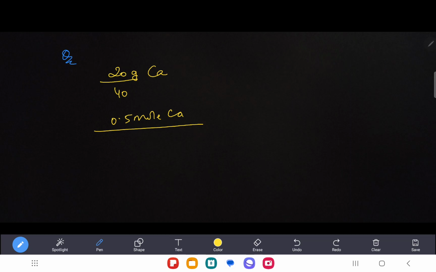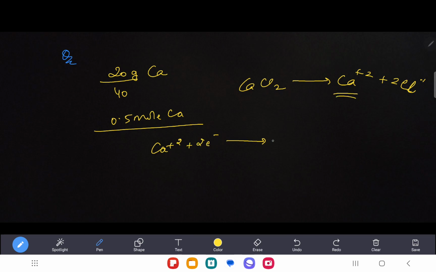Whatever the mass is, convert it into moles, so given mass by molar mass. Basically you know that when CaCl2 breaks, it is going to give me Ca plus 2 and 2 Cl negative. So Ca plus 2 shall do what? Shall gain 2 electrons to become Ca solid, 1 mole. So I will say that to deposit 1 mole, 2 Faraday is required. So basically, to deposit 1 mole of calcium, I require 2 Faraday charge.